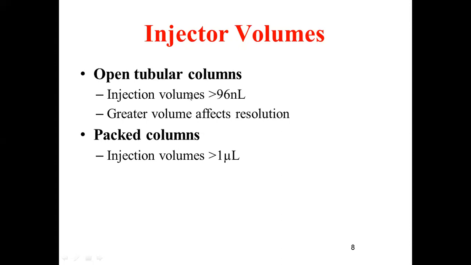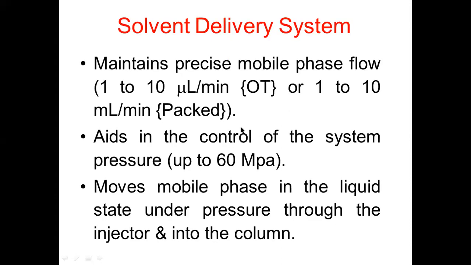Open tubular columns are more commonly used in supercritical fluid chromatography rather than packed columns. So it is highly advantageous. Packed columns are less efficient. You will get a smaller number of theoretical plates in packed columns. And this is also used in HPLC and even GC. Whenever the sample throughput is more, we have to use packed columns. Whenever a lower sample size needs to be introduced, we will use open tubular columns. And the solvent delivery system will play a very important role, especially the flow rate.